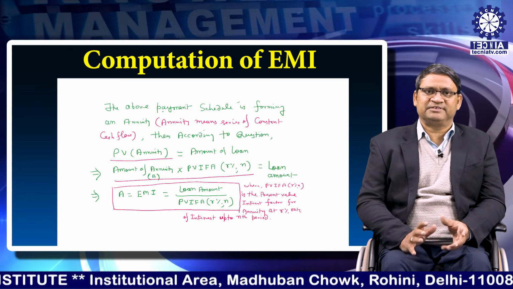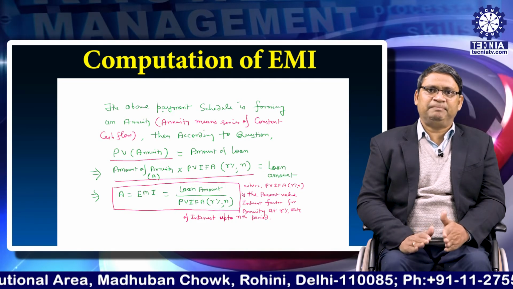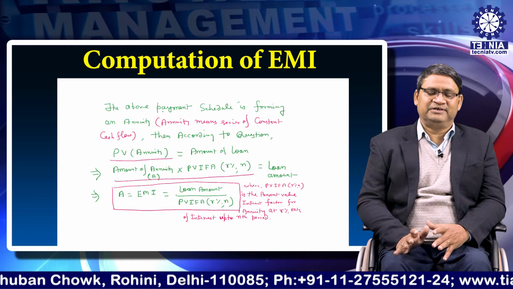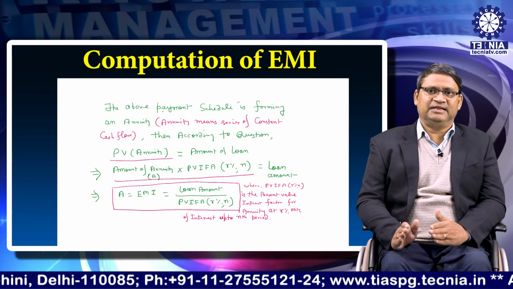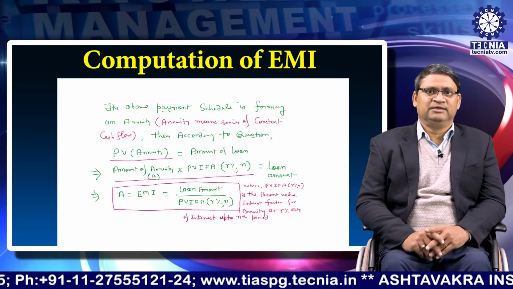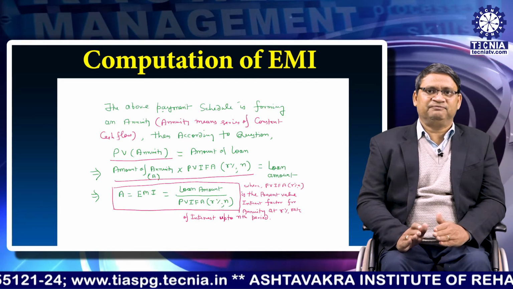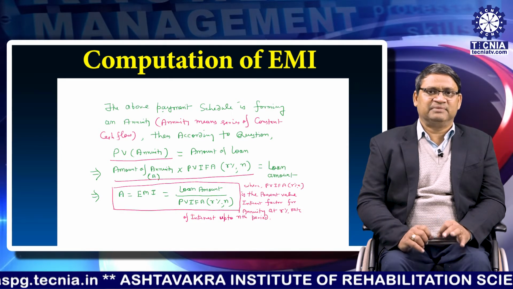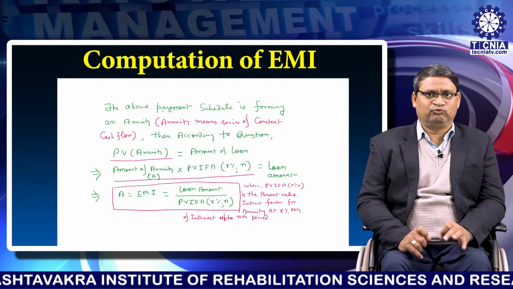How to calculate the present value of an annuity is like this: amount of annuity multiplied by the present value interest factor for annuity at R%, where R is the rate of interest per month, and N is the number of periods in the next 10 years which Mr. X has to pay in the form of EMI. PVIFA is the abbreviation of present value interest factor for annuity. R is the monthly interest. N is the total number of periods for EMI.